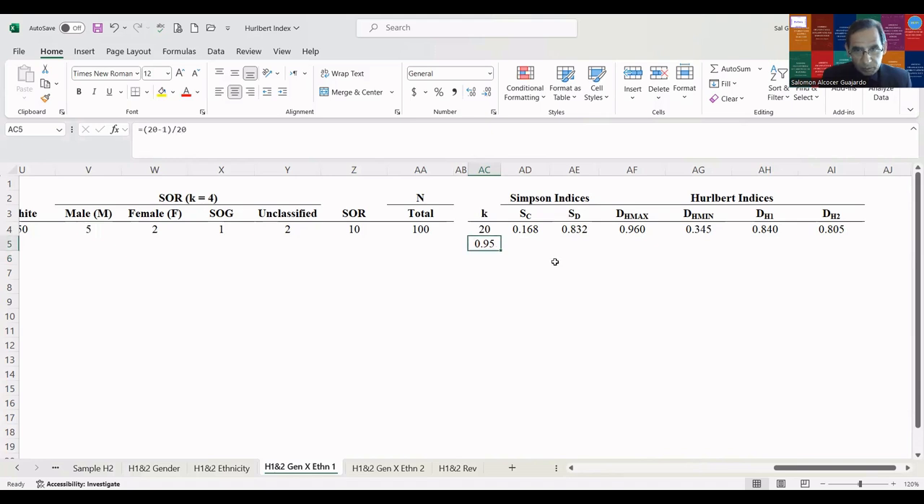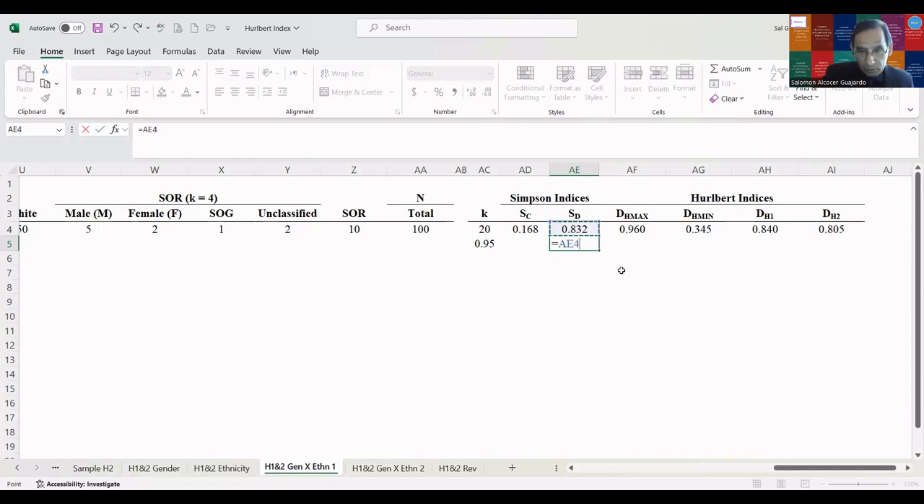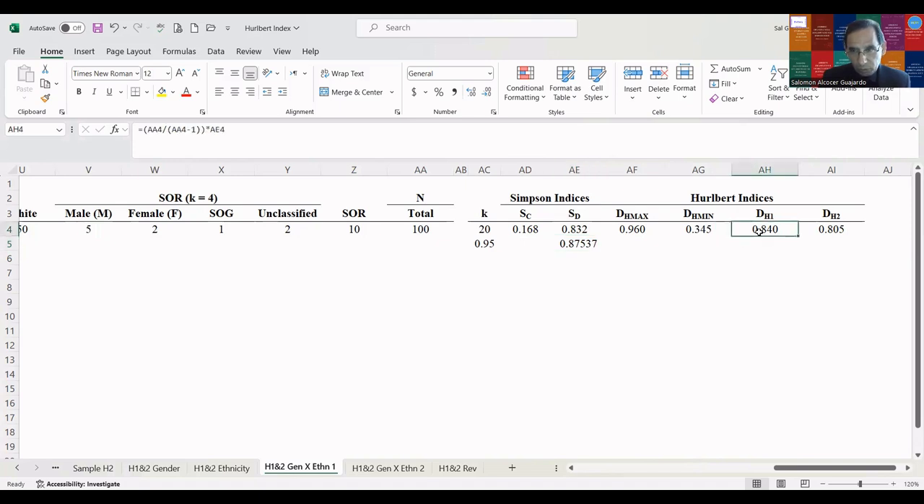It gives me a value of 0.95. So when I divide the 0.832 by the 0.95, that gives me a Simpson standardized score of 0.87, which indicates that the organization obtained 87% of the maximum value of 0.95. And again, it's pretty consistent with the Hurlbert index.